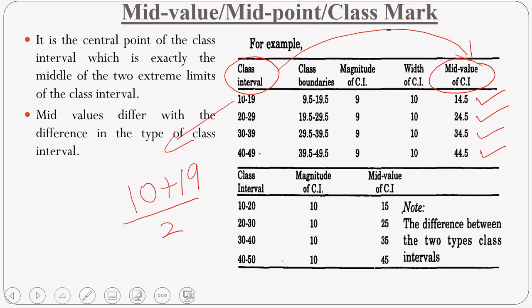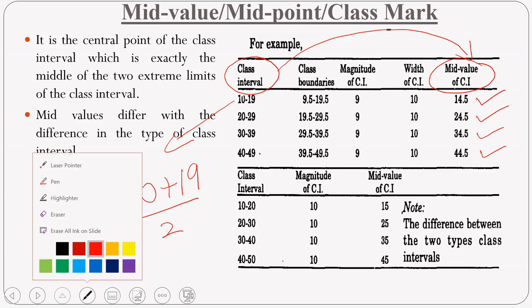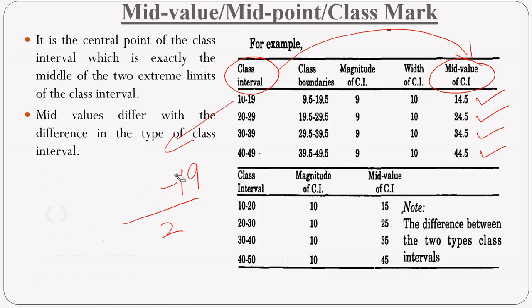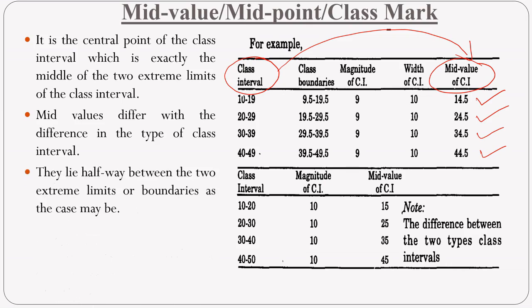First, let me erase some items so that you can understand. I'm erasing this part so that you can understand. Okay, now it is clear. Mid values differ with the difference in types of class interval. So definitely it is differing in types of class interval. They lie halfway between the two extreme limits or boundaries, as the case may be.